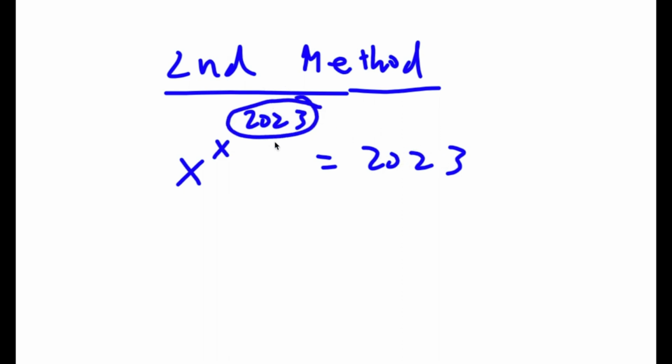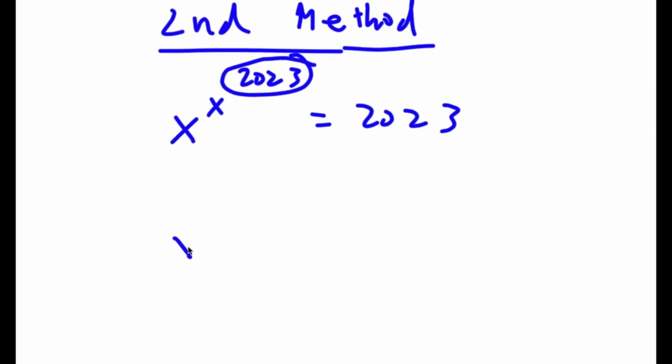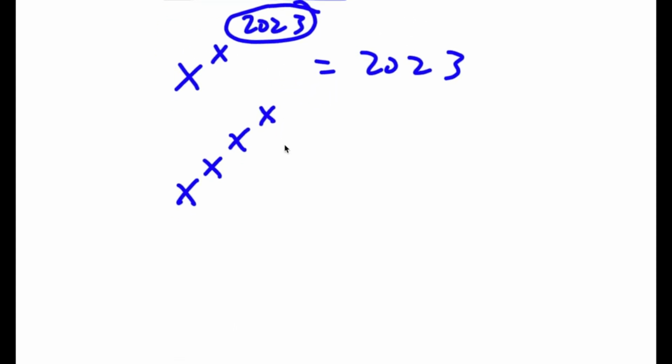So if 2023 is equal to x to the power of x to the power of 2023, then this is the same thing as x to the power of x, and then 2023, which is equal to x to the power of x to the power of 2023. So then I have x to the power of x to 2023. And then I would have to replace 2023 again with x to the power of x to the power of 2023. So this would actually be infinite, infinitely going on and on and on.